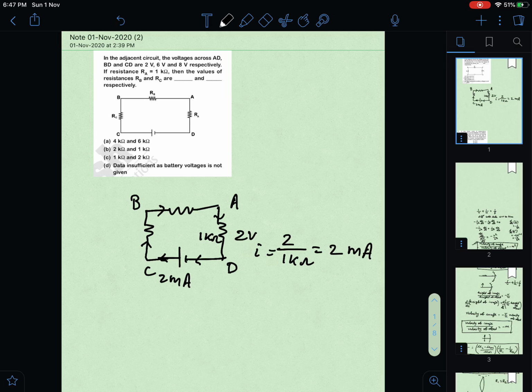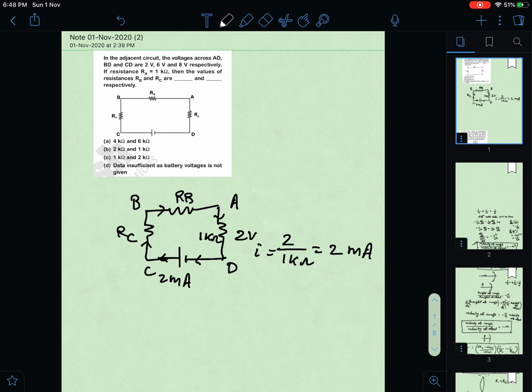Okay guys, now what do we have to calculate? We have to calculate the value of RB and RC. They have noted this is RB and this is RC. This we have to calculate. So first of all, I calculate the potential difference across these two. I know the value of current, and they have given the potential difference also: between B and D it is 6 volt and between C and D it is 8 volt.